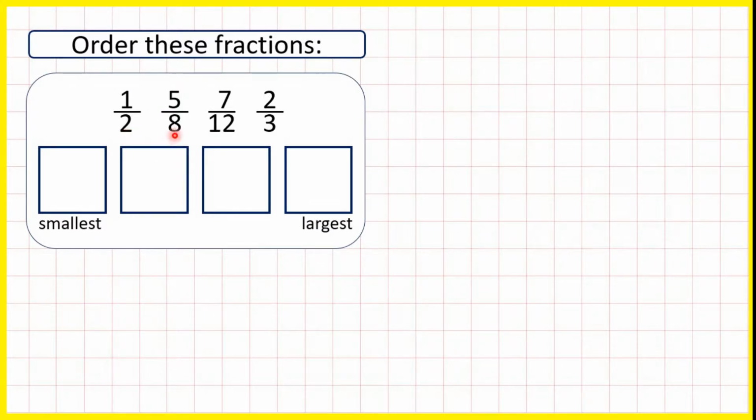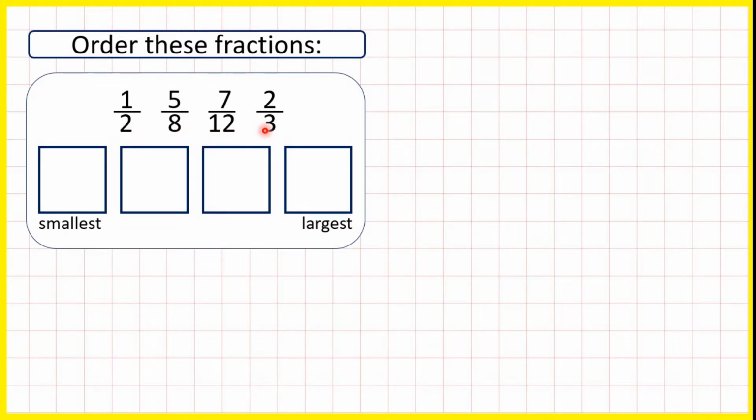We have 1/2, 5/8, 7/12, and 2/3, and we need to order these fractions from smallest to largest. Now it's easier to compare and order fractions if the denominators are the same. Now the largest denominator we have is 12, and 12 is in the 2 and 3 times table, but it's not in the 8 times table, so we can't use 12 as our common denominator. So when this happens, what you can do is count up in steps of the largest denominator. So the next multiple of 12 is 24, that's 2 times 12, and 24 is in the 2, 8, and 3 times table.